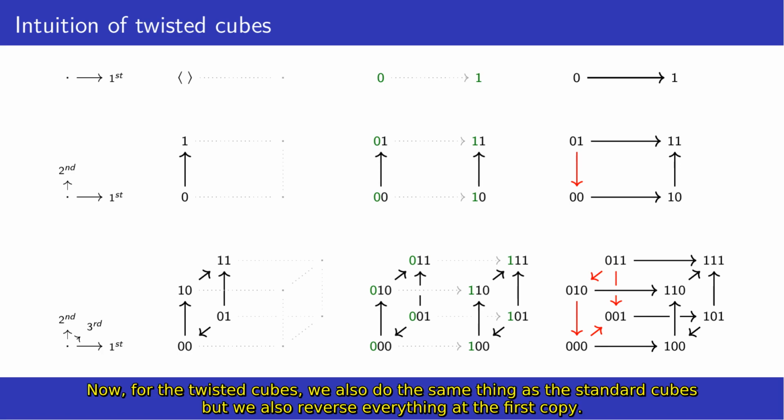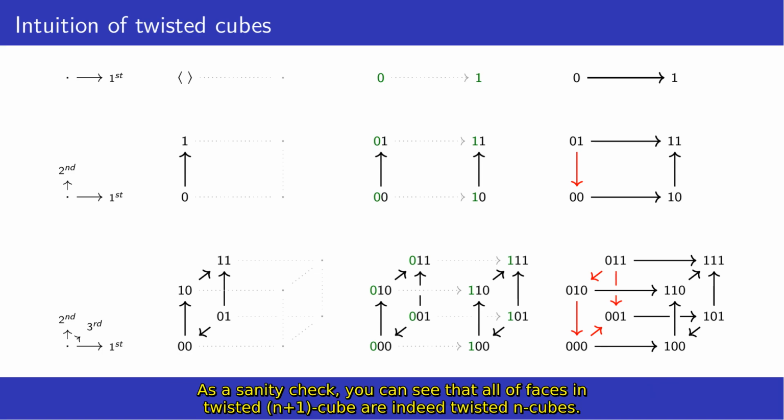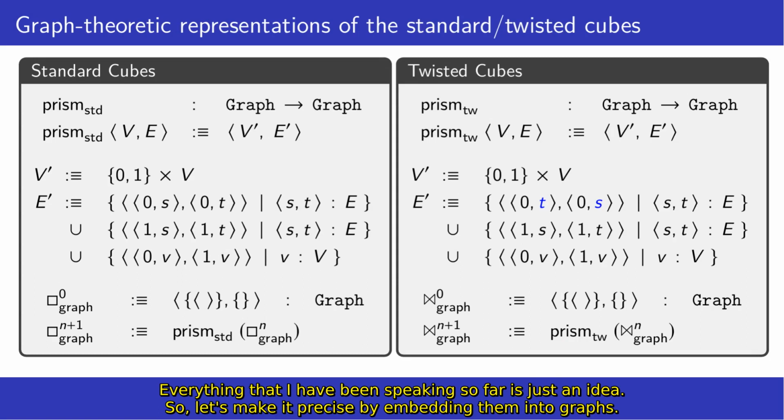Now, for the twisted cubes, we do the same thing as the standard cube, but we also reverse everything in the first copy. As a sanity check, you can see that all of the faces of a twisted (n+1)-cube are indeed twisted n-cubes. Everything that I have been speaking so far is just an idea.